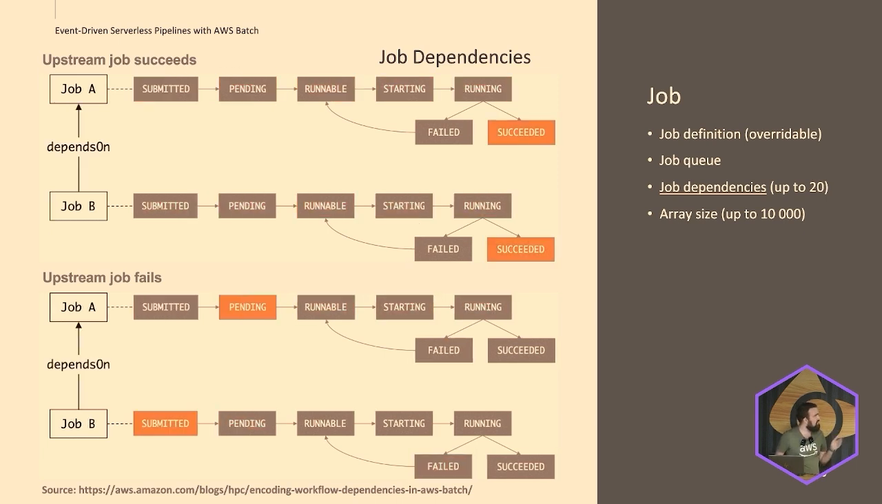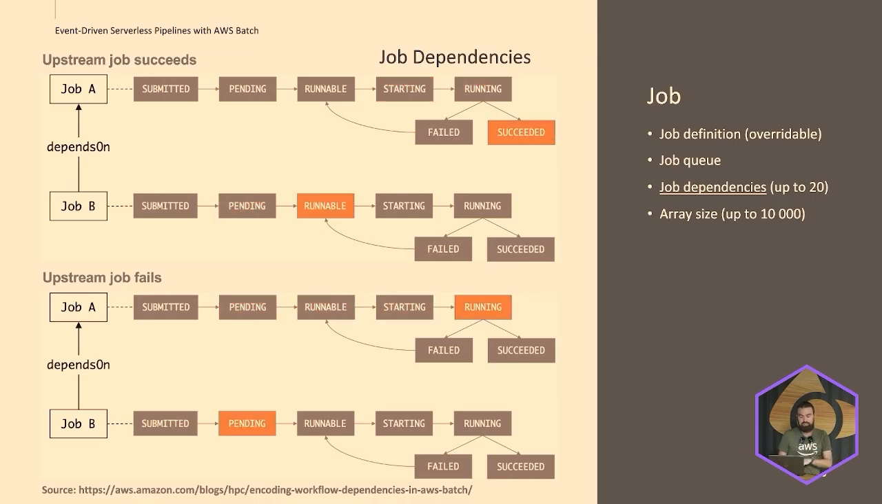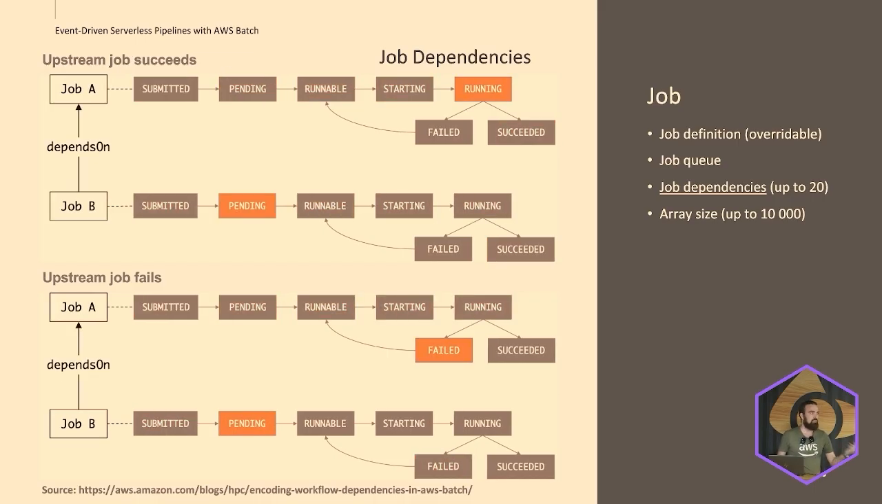And very similarly, in the bottom example, if the upstream job fails, then you can see that the pending state in job B immediately goes to failed as well. There's no point in trying to run something if you're waiting for something else to succeed, but it doesn't. So that is how dependencies work in Batch.